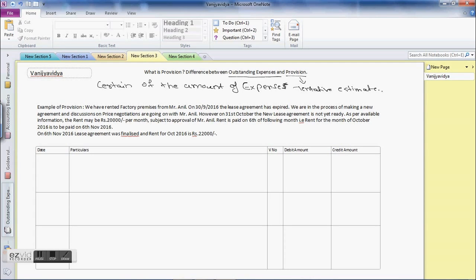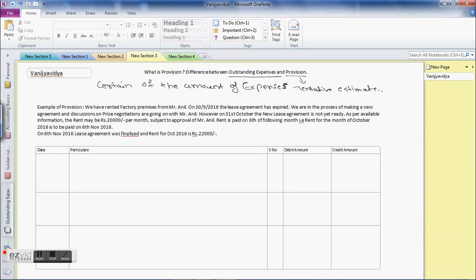Okay, we have rented a factory premises from Mr. Anil. Okay, so on 30 September 2016, what has happened is the lease agreement has expired. We are in the process of making a new agreement and discussions on price negotiations are going on with Mr. Anil. However, on 31st October, the new lease agreement is not yet ready. So, as per the available information, the rent may be 20,000 per month, subject to approval of Mr. Anil. Rent is paid on the 6th of the following month. Okay, that is rent for the month of October 2016 is to be paid on 6 November 2016. On 6 November 2016, lease agreement was finalized and rent for the October is 22,000.